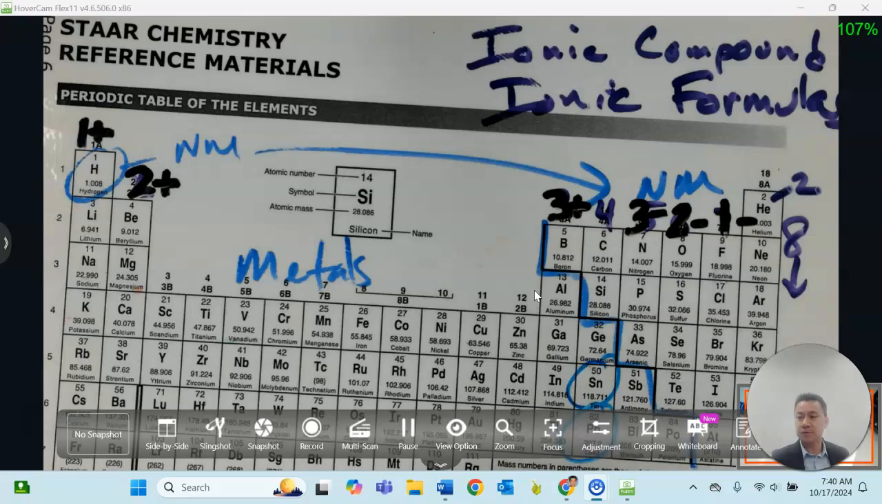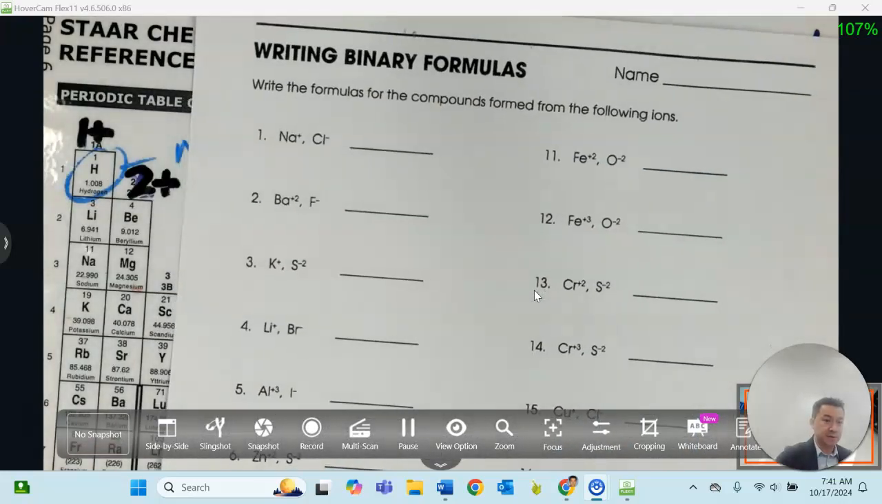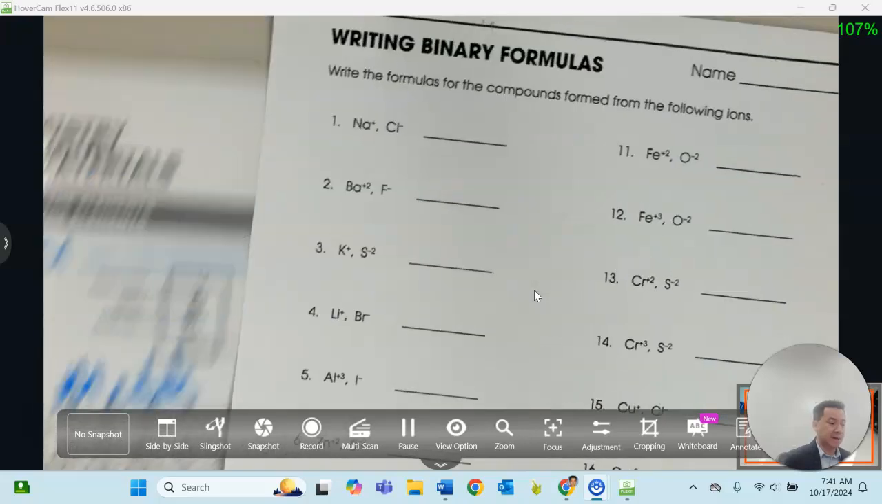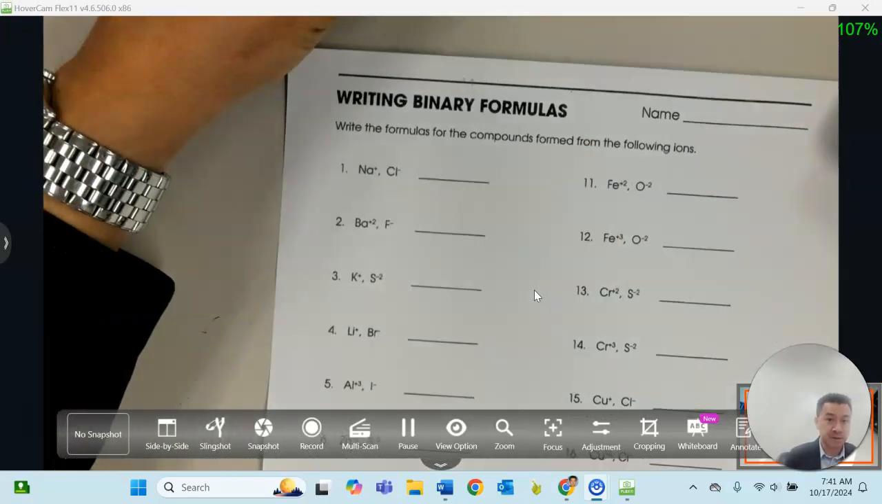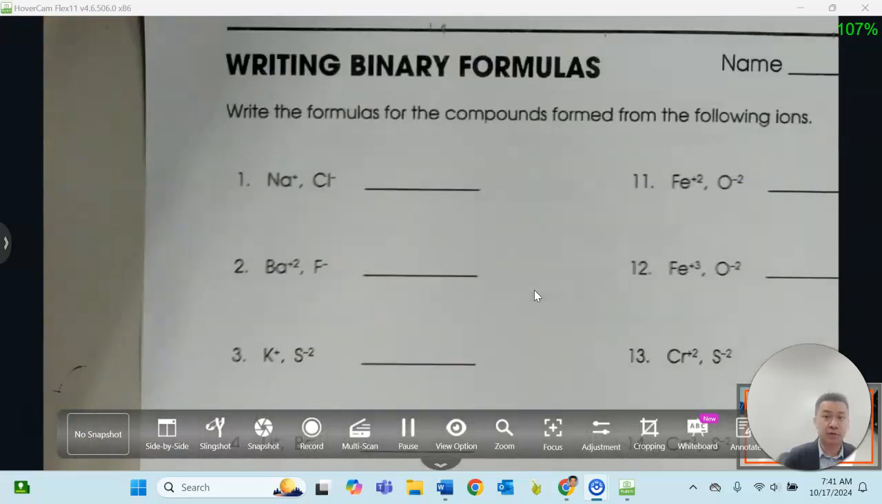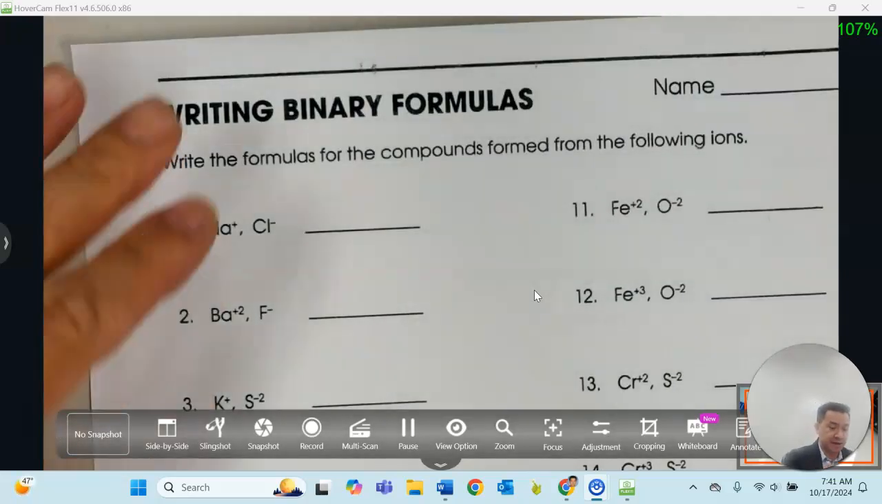So you have 2 worksheets here. Let's see which one we do first. Page 55. You picked up 2 papers. We'll do page 54 first. Write the formulas. Okay. So the formulas here is fairly easy. The whole idea about ionic compound is to balance out these charges. Okay? To balance out these charges so the whole overall is 0. Alright? So follow along. We'll do a lot of these together.